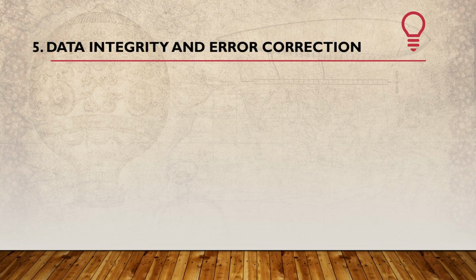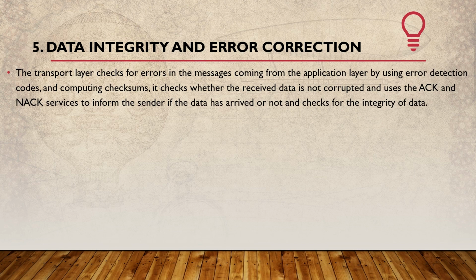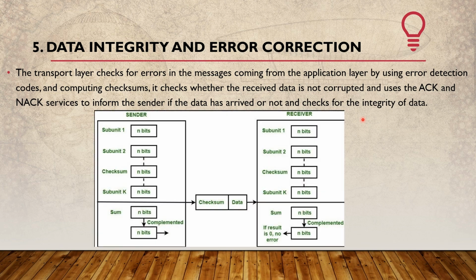Now, data integrity and error correction. The transport layer checks for errors in the message coming from the application layer by using error detection codes and computing checksums. It checks whether the received data is corrupted or not by using acknowledgement and negative acknowledgement services, ACK and NACK, to inform the sender whether the data has arrived or not, and checks the integrity of the data. See, when the receiver receives the data, it will check whether the data is correct. It ensures there will not be any problem with the data.